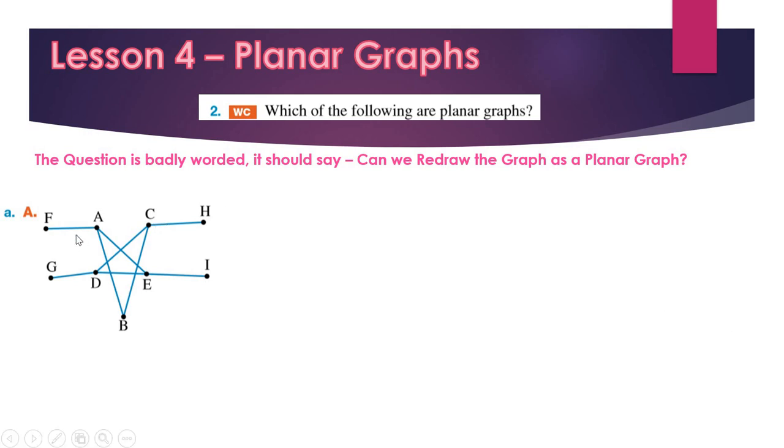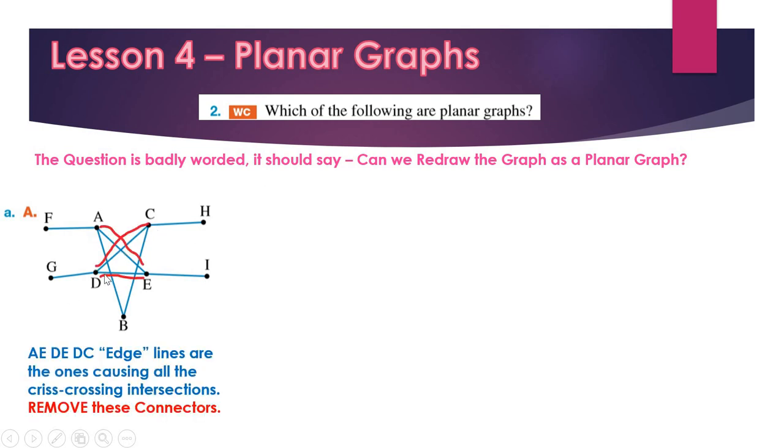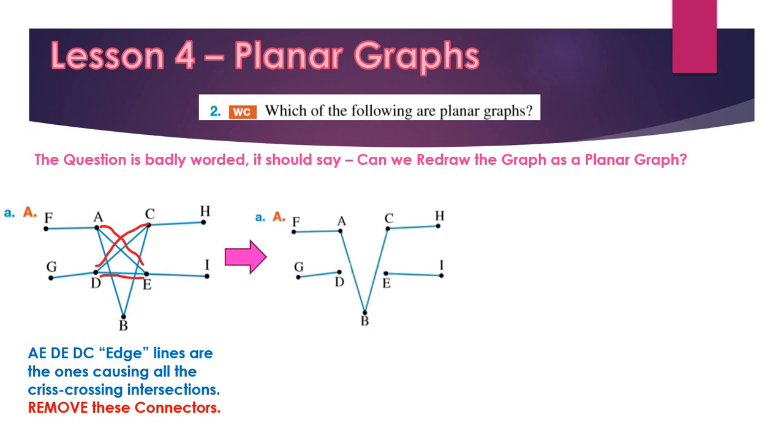So you can see here that the things causing the problems are the AE and the DC. That's what's making that cross in the middle. And also DE is a problem because that's crossing over these 2 lines. So they're the troublemakers. The way I approach these problems is I say, let's get rid of the troublemakers first and then figure out another way to connect them together. So what we're going to do is we're just going to take away AE, CD, and DE.